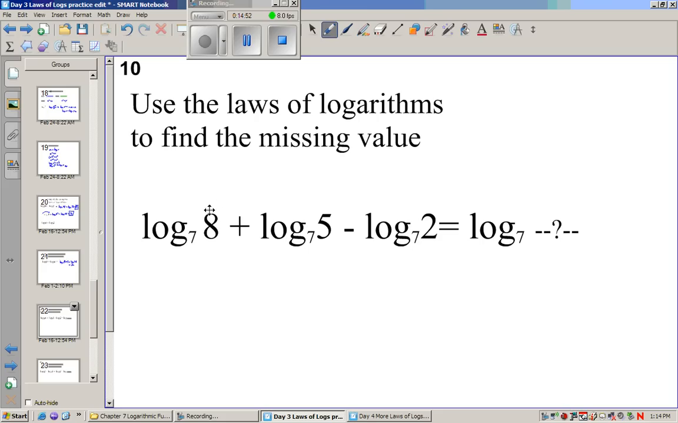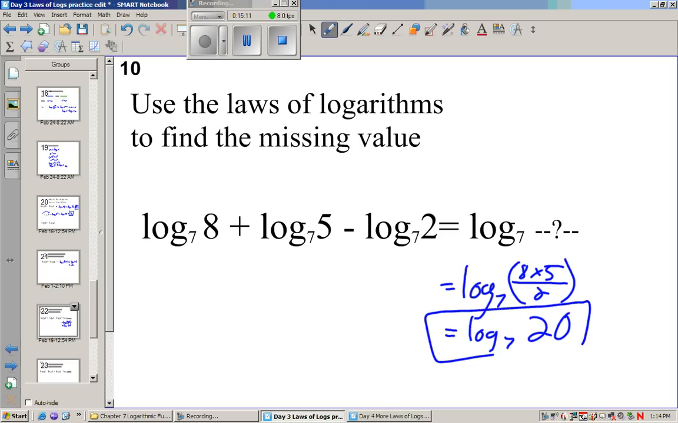Alright, so when we use the laws of logarithms here, we can combine these two by multiplication, but we have to divide by this one. So this would be the log base 7 of 8 times 5 divided by 2. So log base 7 of 40 halves, which would be 20.